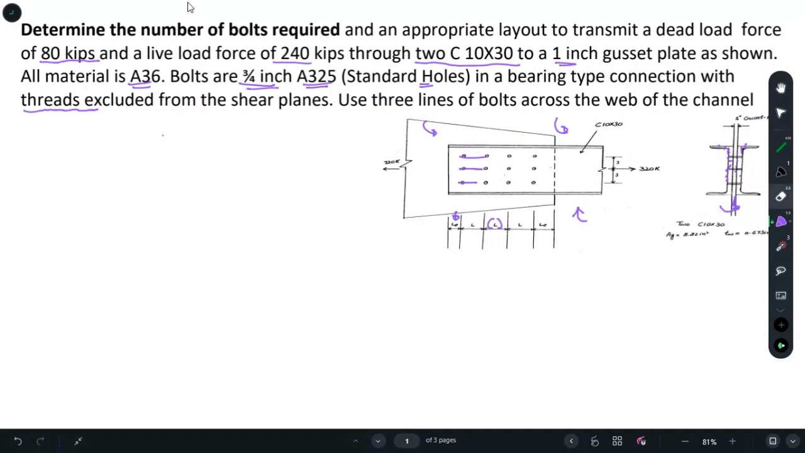So at first, what we do is we find the design force. In this case, we'll use the LRFD method. So design force will be 1.2 multiplied by 80 kips, plus 1.6 multiplied by 240, and you will get a value of 480 kips.